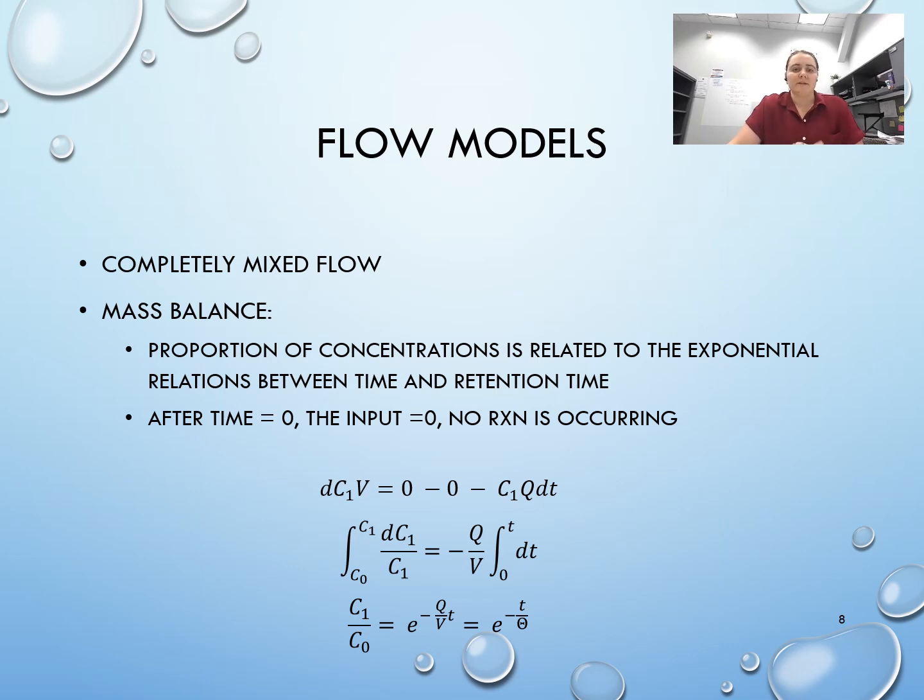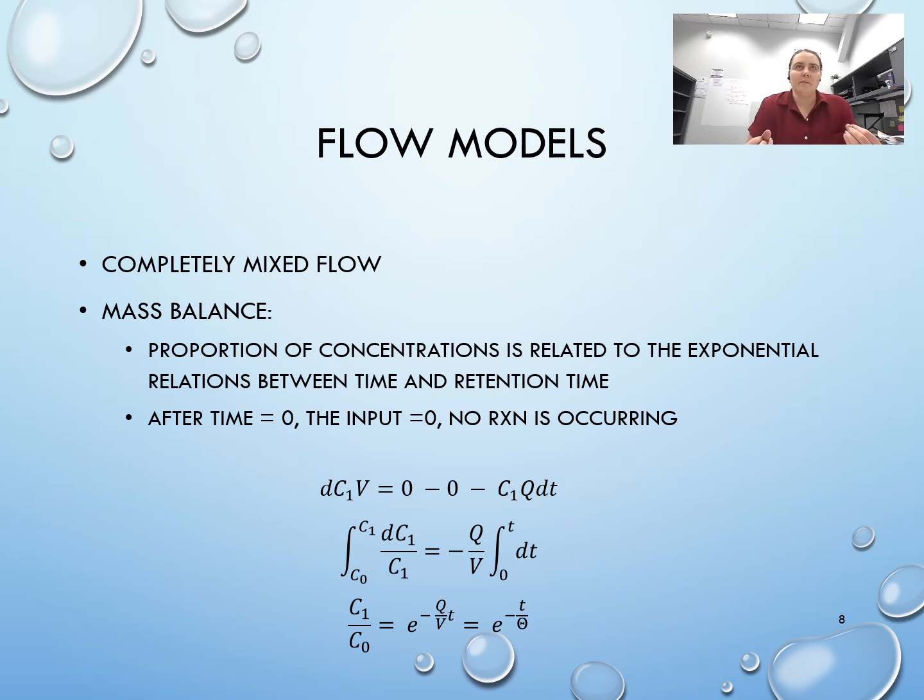When we talk about completely mixed flow, I want to show the equations for the mass balance for this one as an example of how you can use some of the mass balance principles that we're learning in class to do this. If we want to say what the mass balance looks like in words, we basically say that the proportion of concentrations is related to the exponential relations between time and retention time. So what does that mean?